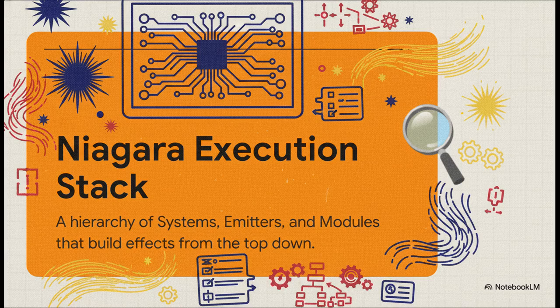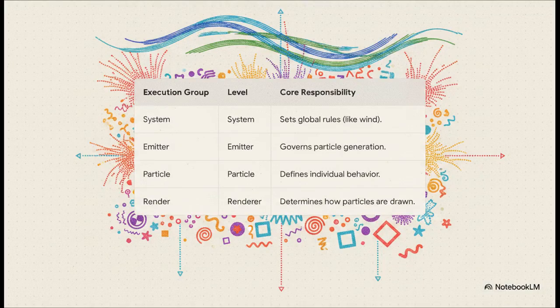Think of it like a recipe. The system is the overall dish you're making. Inside that dish, you've got emitters. Those are your individual ingredients. And each of those ingredients is controlled by modules, which are basically these specific cooking instructions, like dice, sauté, or simmer. And this table shows you exactly how that recipe gets made, frame by frame.